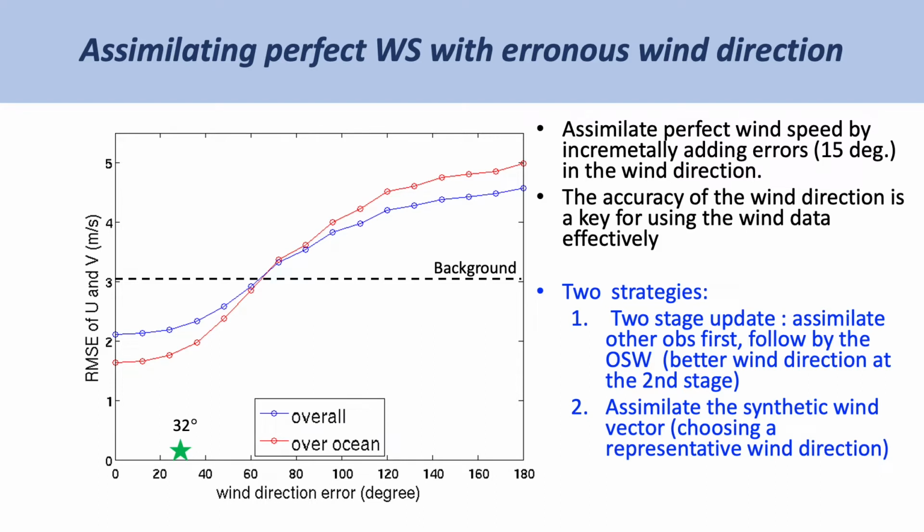So based on this, we would like to investigate two strategies. First is a two-stage update. So we first assimilate all other observations, and then use the analysis as the new background to assimilate the ocean surface wind, so that it is assumed that at the second stage we will have a better wind direction. And the second strategy is that with the wind speed data, we generate a synthetic wind vector, choosing a representative wind direction. And the representative wind direction is based on the ensemble mean, which has a wind direction error of 32 degrees for this example.